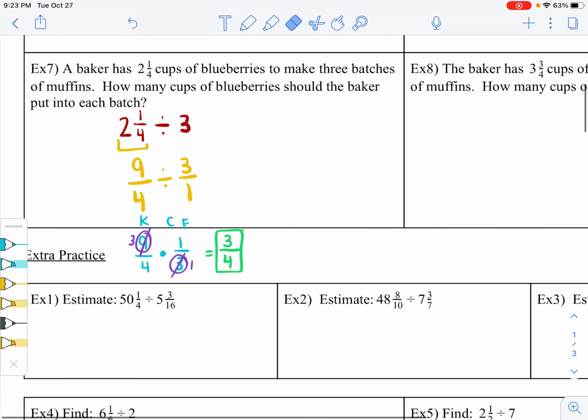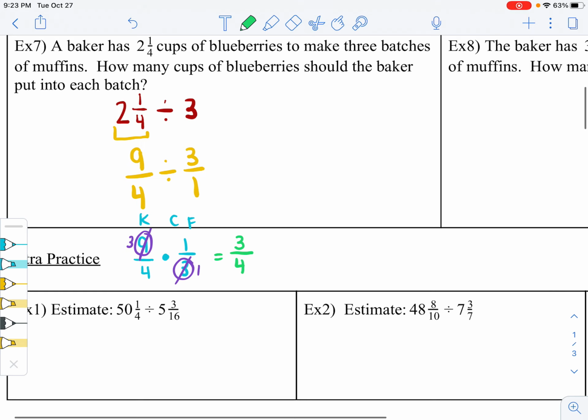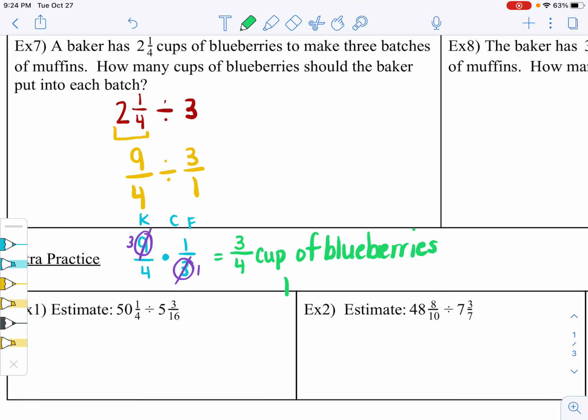Now let's not forget that this is a word problem. So 3/4 has meaning. And the 3/4, we're talking about cups. 3/4 of a cup of blueberries per batch.